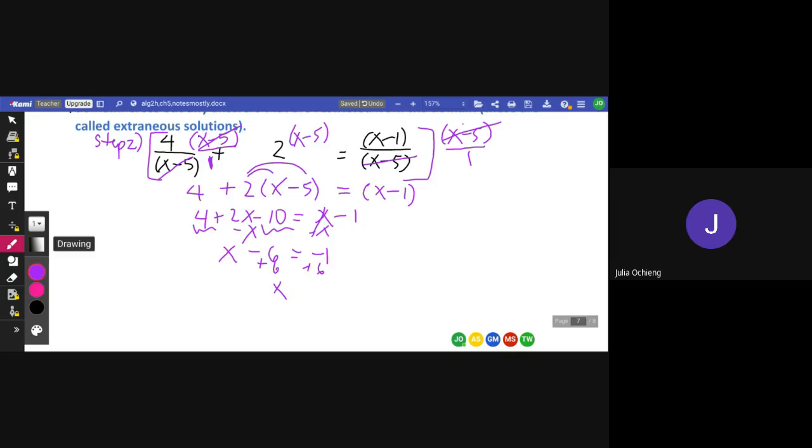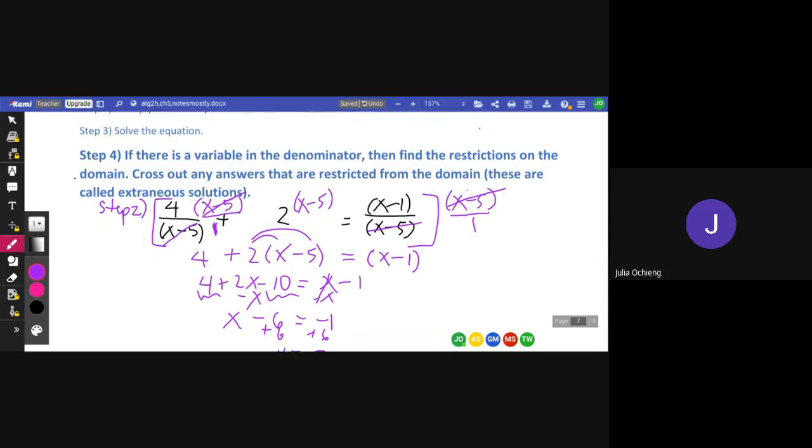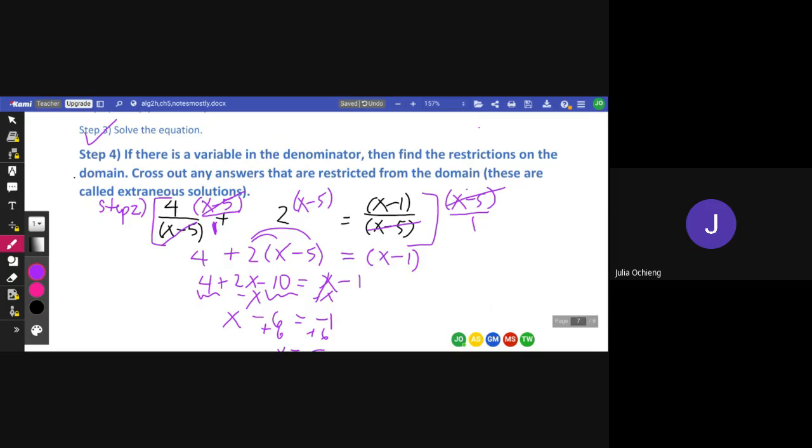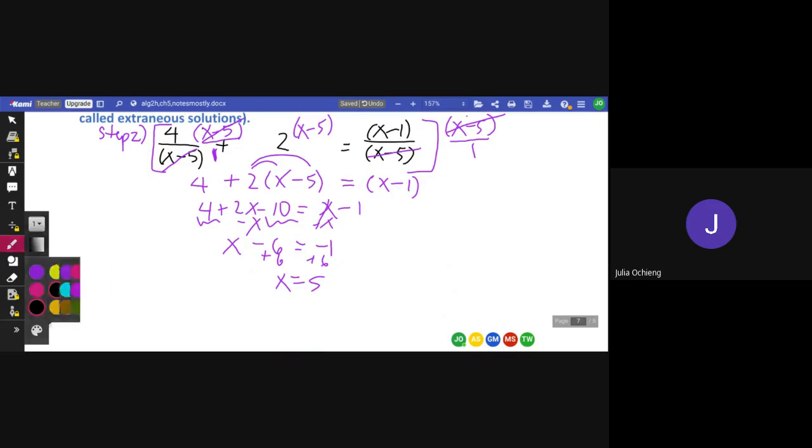Let's go back to, we solved this and we got x equals 5. So then we solved the equation. That was step 3. And now we're looking at step 4. Again, we're checking to see, step 4 is to check the domain to make sure that x equals 5 actually works. This time, we're going to check the domain by doing it the old way that we learned in class. So this should be review.